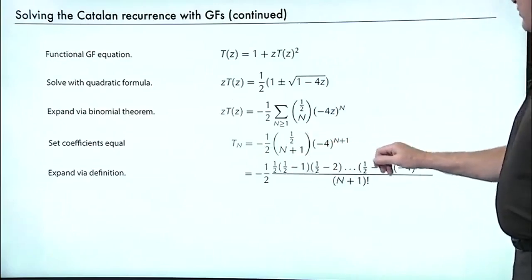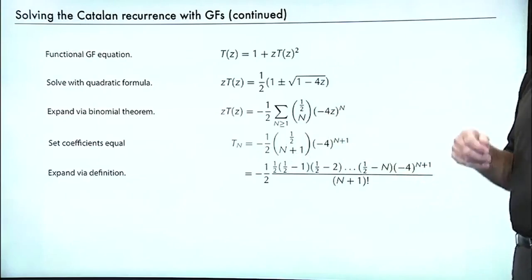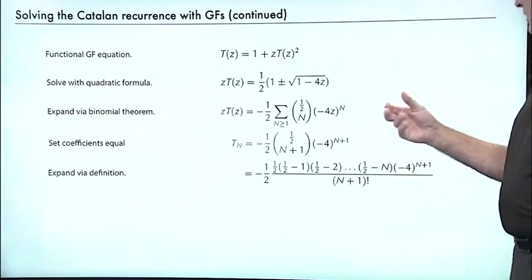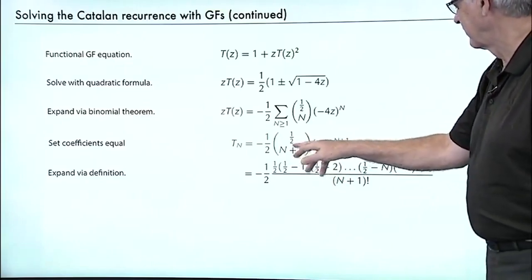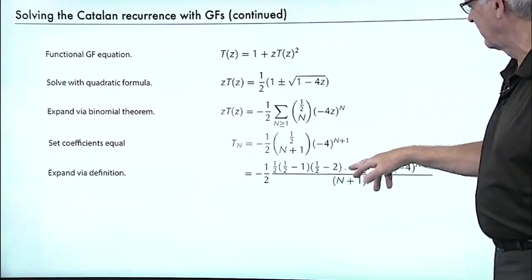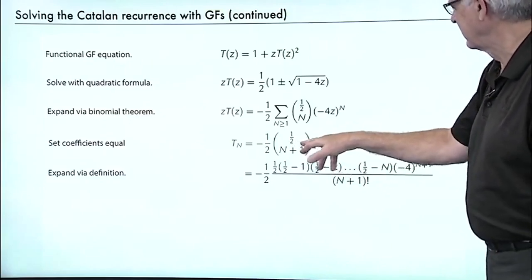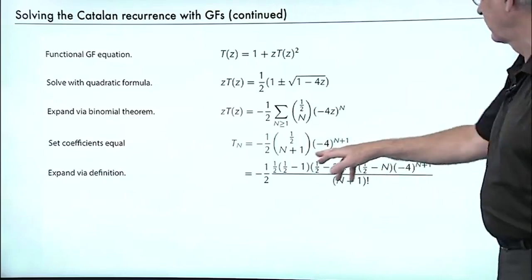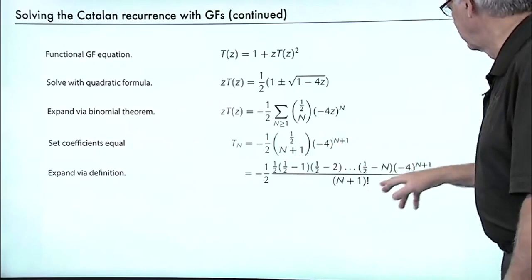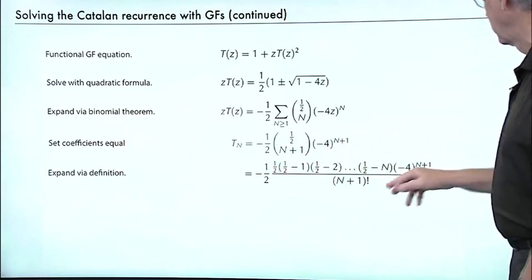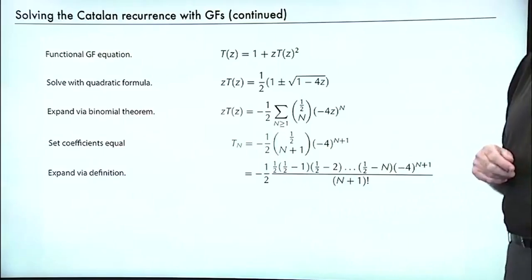This is the definition of the binomial coefficient, for any binomial coefficient. On the bottom is n plus 1 factorial, and on the top is n plus 1 terms where we subtract 0, 1, 2, all the way up to n. So that's just the definition. And there's the minus 1/2, and there's the minus 4 to the n plus 1.